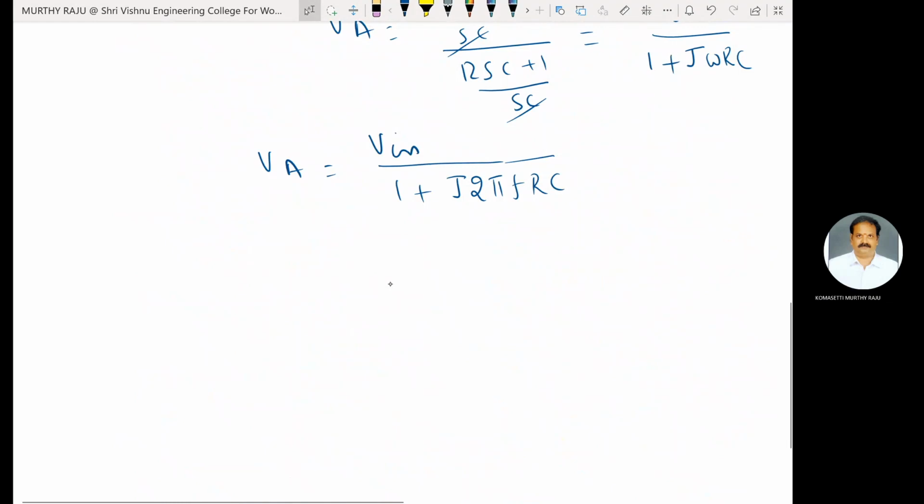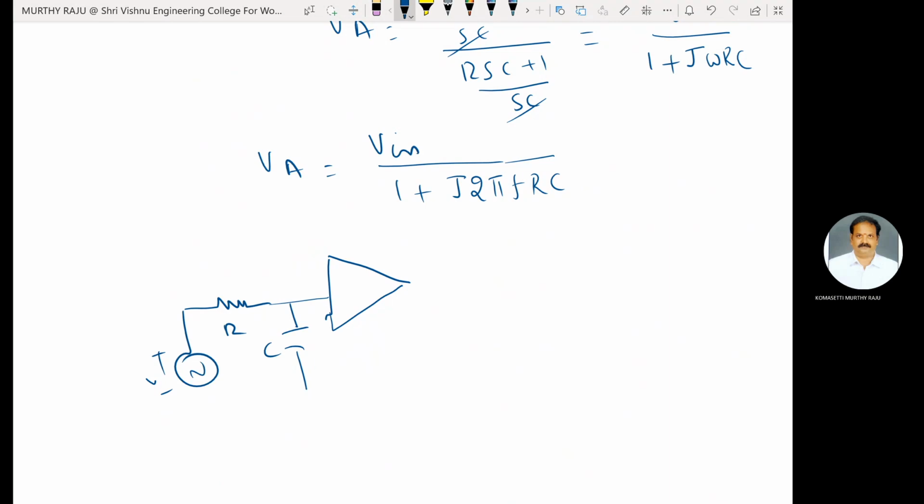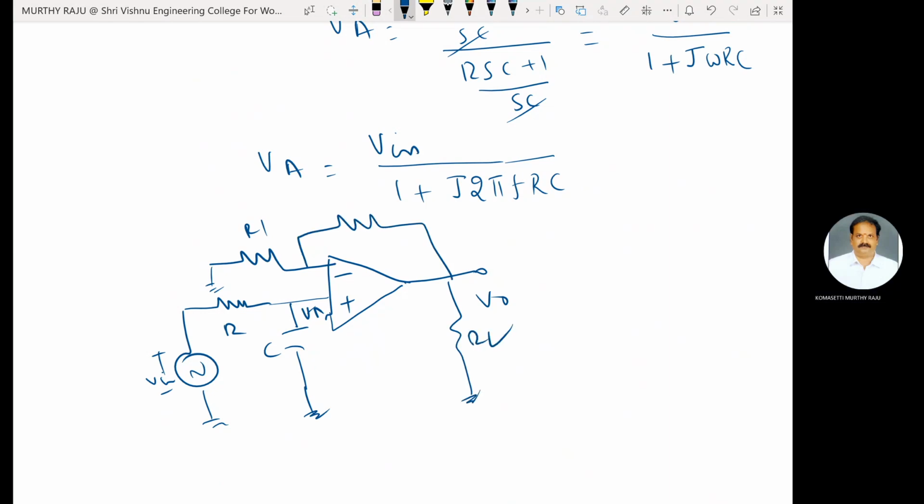Consider this one. This is the op amp. This one is the resistance R, and capacitance C. V in, plus and minus, VA, R1, V0, RL, and this one is RF.